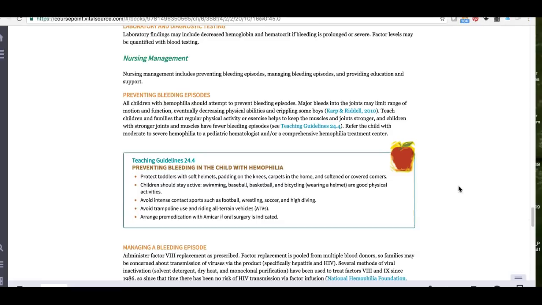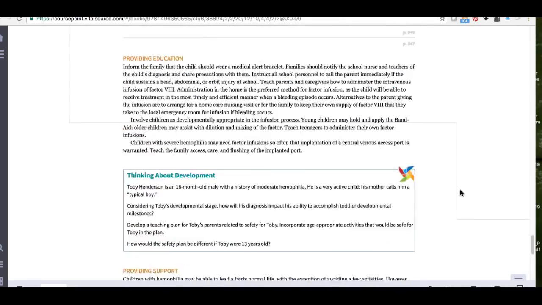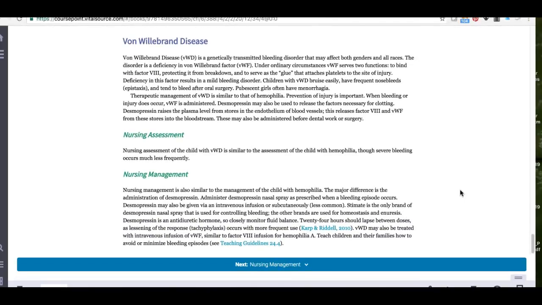Okay, and then here is a very brief teaching guideline to prevent bleeding in the child with hemophilia. You can think of probably 20 more things to put on there. Okay, von Willebrand is just another clotting factor or a factor deficiency. Basic treatment is the same as with hemophilia.